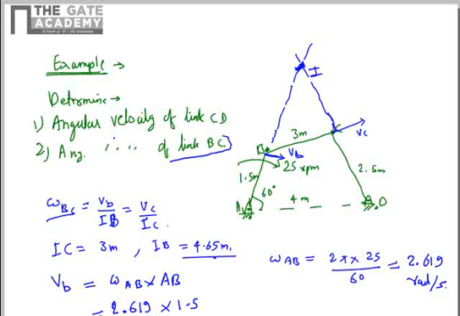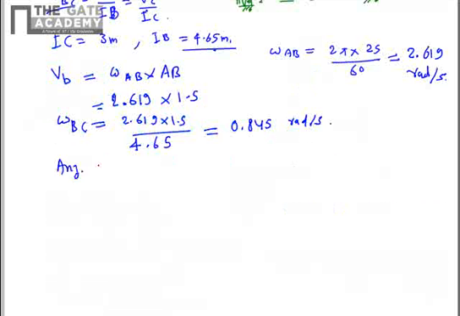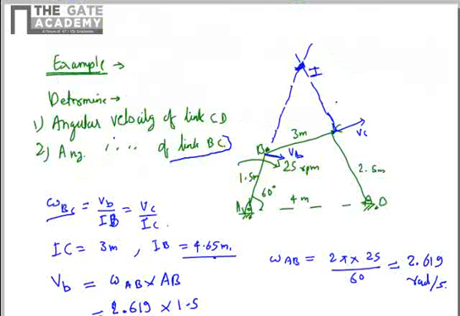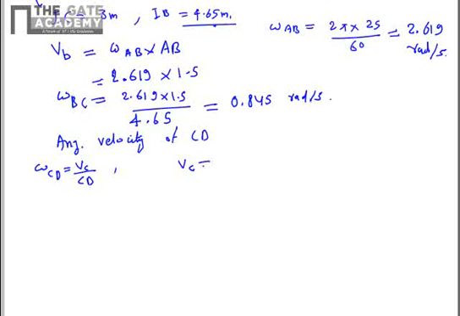Now the next step is to find the angular velocity of link CD. For that we need to find VC. Angular velocity of link CD will be equal to VC divided by the length CD, which is known. Because the target is to find VC. From the instantaneous center velocity diagram, we know that omega BC is equal to VB by IB equal to VC by IC. So VC will be equal to omega BC multiplied by IC.